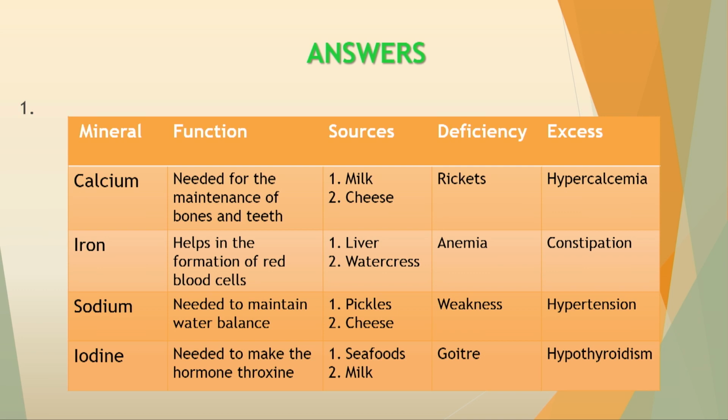Fourth one, iodine. It is needed to make the hormone thyroxine. We obtain iodine from seafoods and milk. The deficiency disease of iodine is goiter, known also as goitre. And the excess of iodine is hyperthyroidism.